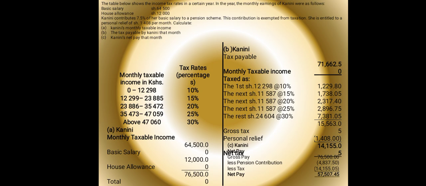The table below shows the income tax rates in a certain year. In the year, the monthly earnings of Kanini were as follows: basic salary, house allowance. Kanini contributes 7.5% of her basic salary to a pension scheme. This contribution is exempted from taxation. She is entitled to a personal relief of 1,408 shillings per month.